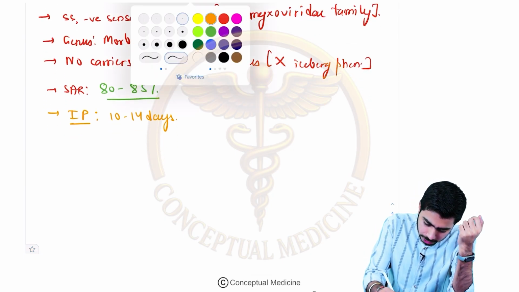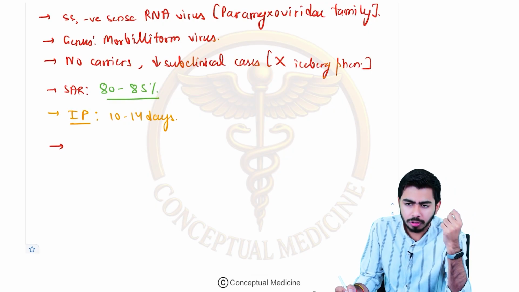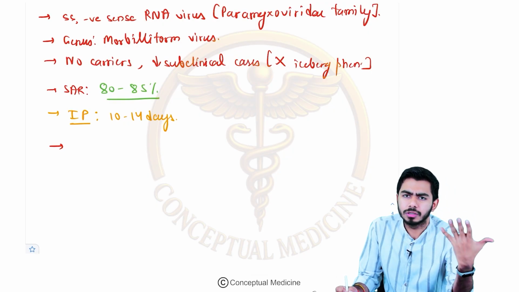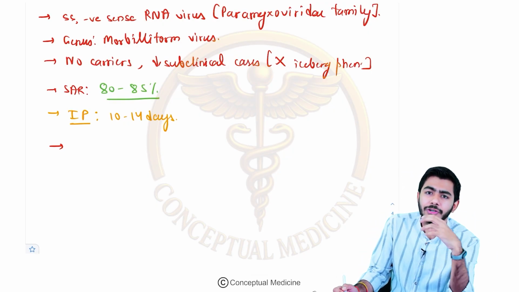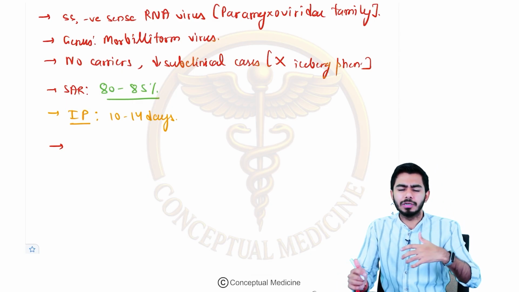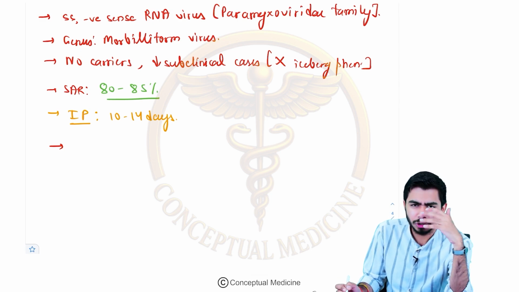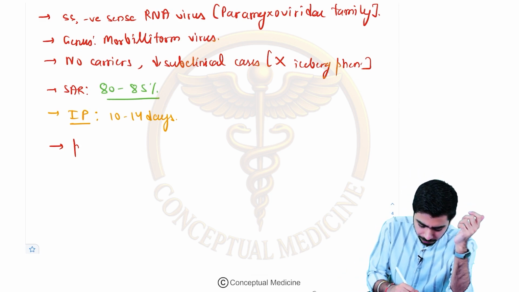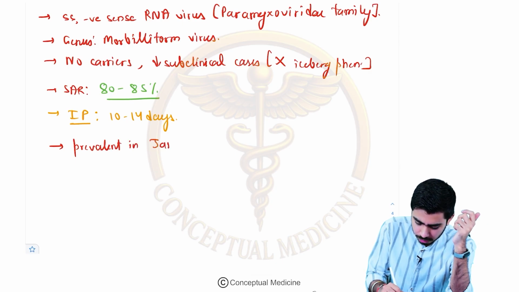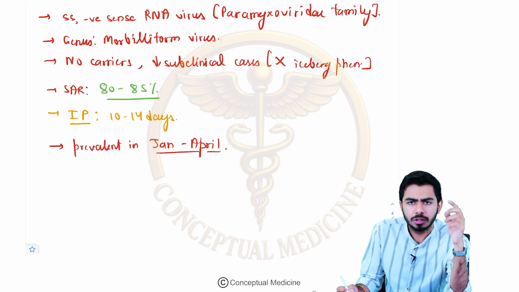Now next point, what about the trend? If we talk about the winter season, I am talking about measles. During the winter season it is usually prevalent in the community, around January to April. It is prevalent between January to April, commonly.